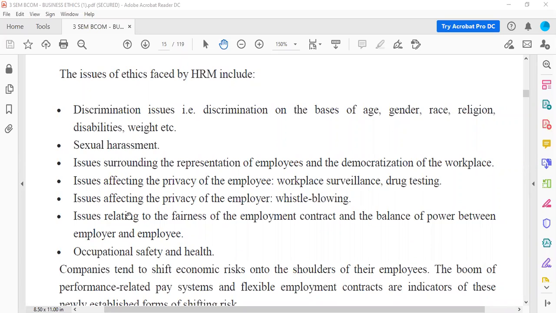Then issues affecting privacy of the employer. Now employer, employee, executive, anybody for that matter, they have to be very sincere towards the organization, do their work and finish it. They should not try to conduct or do any fraud in the organization.